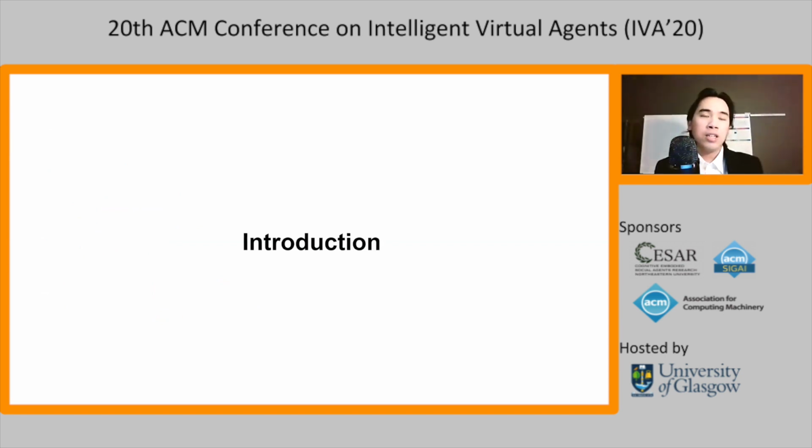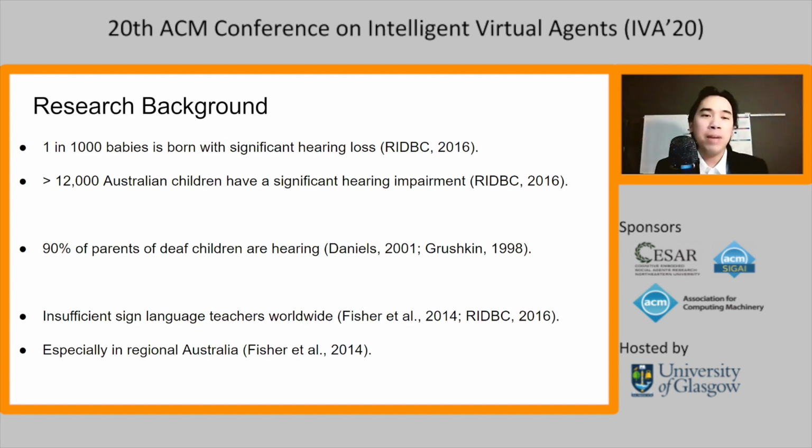Okay, so 1 in 1,000 babies is born with significant hearing loss. And there are more than 12,000 Australian children who have significant hearing impairment. But 90% of their parents are hearing. However, there are not enough sign language teachers worldwide, especially in regional Australia, to teach sign language to the parents of the deaf children so that they can communicate more effectively with their own children.